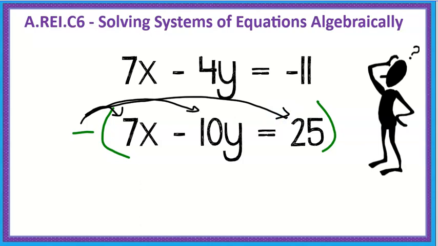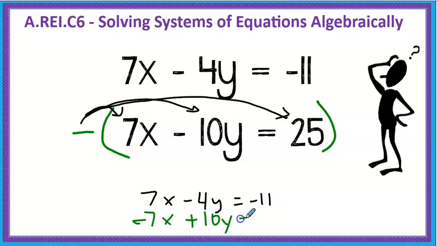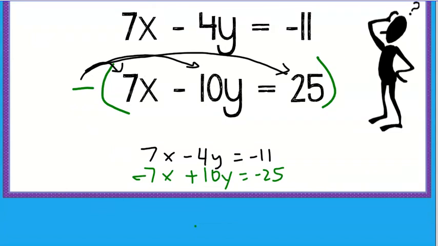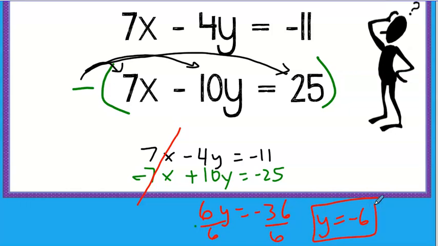So my first sentence will remain the same, 7x minus 4y equals -11. But my second sentence will become -7x positive 10y, and negative 25. In doing that, I create the additive inverse that I need right there. I can combine the rest of these and solve for my variable just like I did earlier.